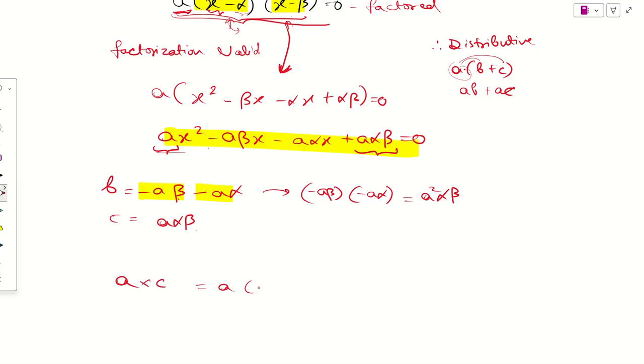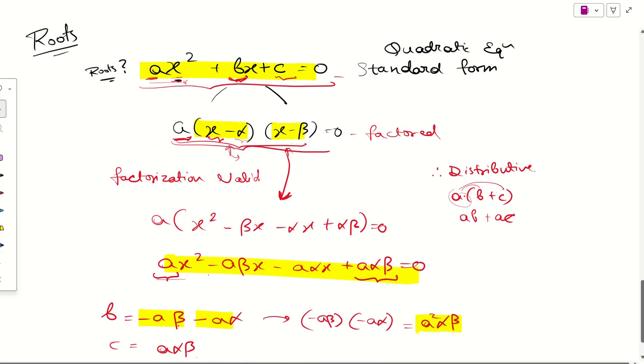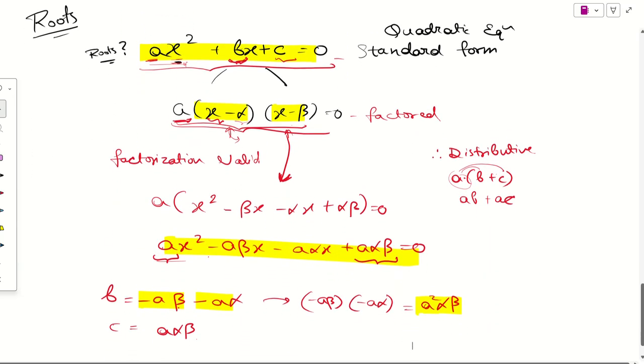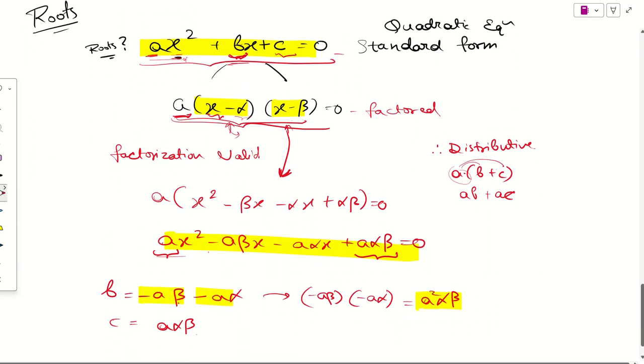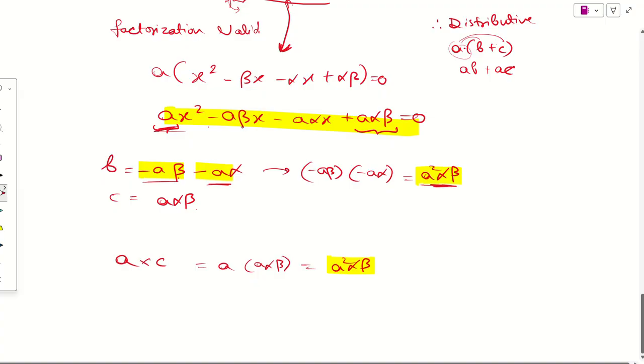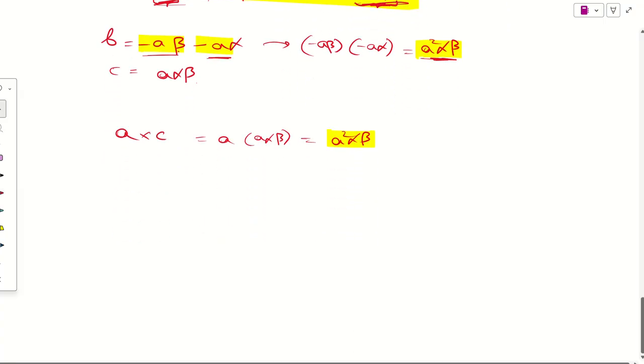C here is alpha beta. This is your a square alpha beta. So from here also we get the same value, right? So what we can say? We can say that it proves that factorization is only possible when your middle term breaks into two parts, and the multiplication of those two parts will be exactly equal to your first term coefficient and your last term coefficient. So from here we know what is factorization.